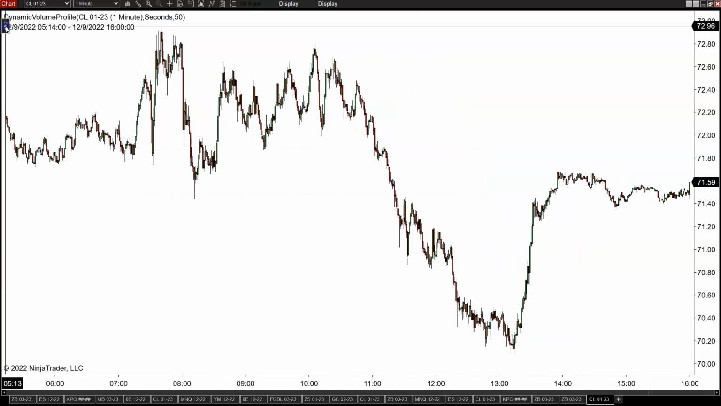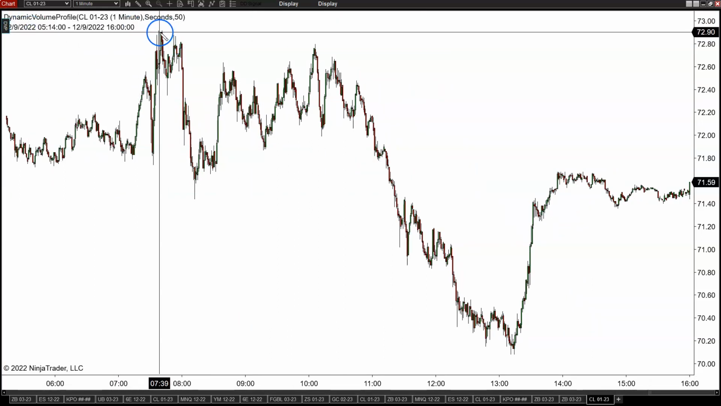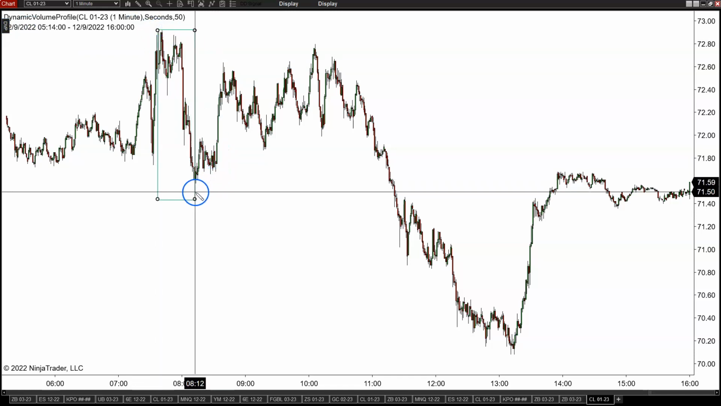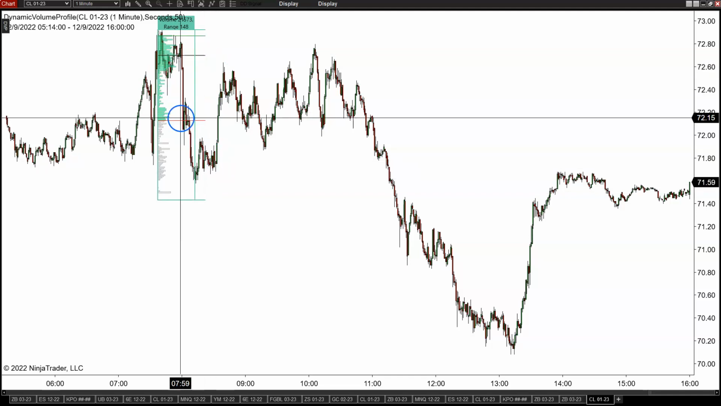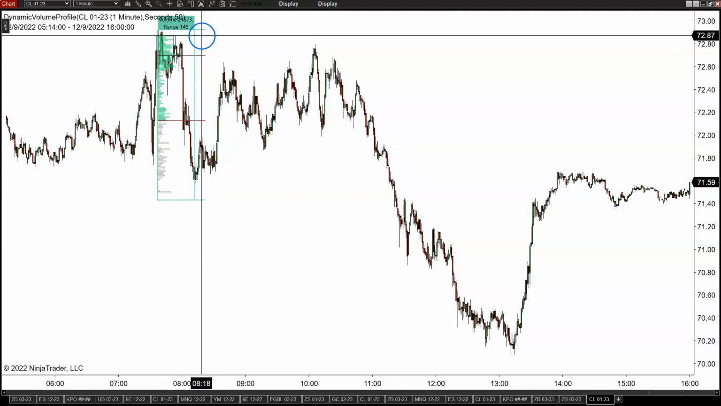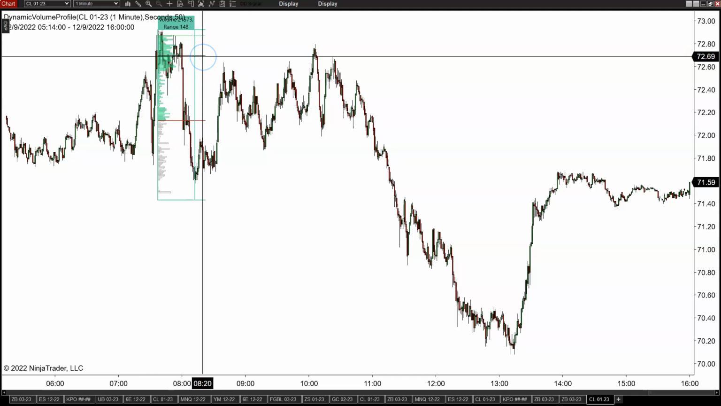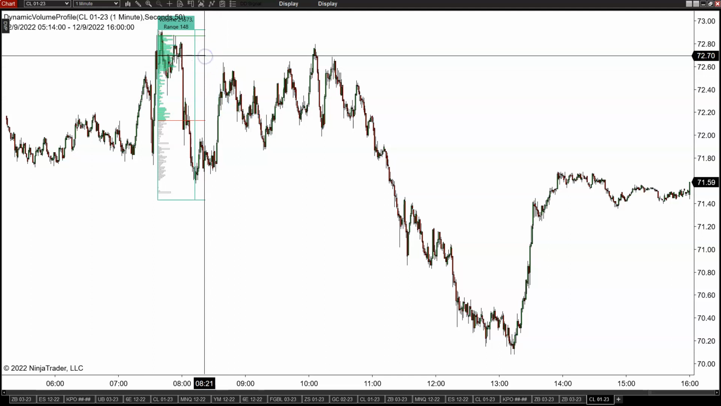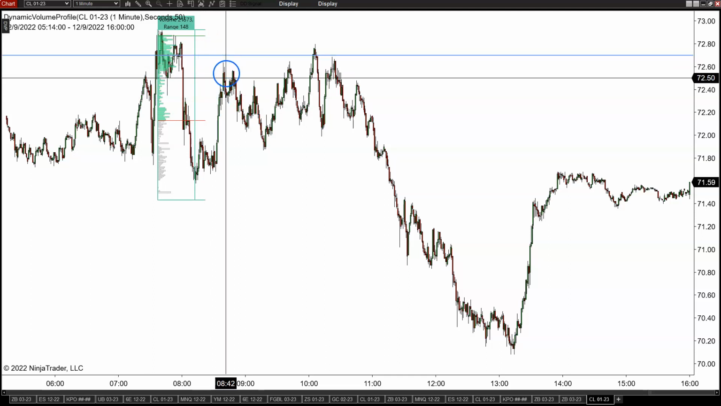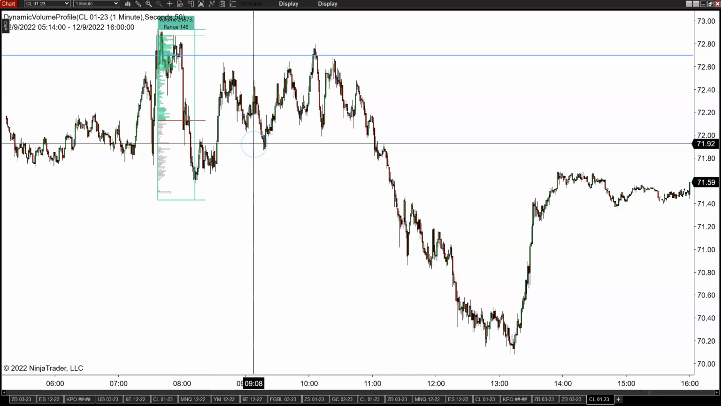This is the high of the day here. Just draw that line from the high. There's the high here to this low, swing low. Where does it come back to? Here's your value area low, here's your value area high. This is your point of control. You can just see it came within a couple of ticks here before selling back down.